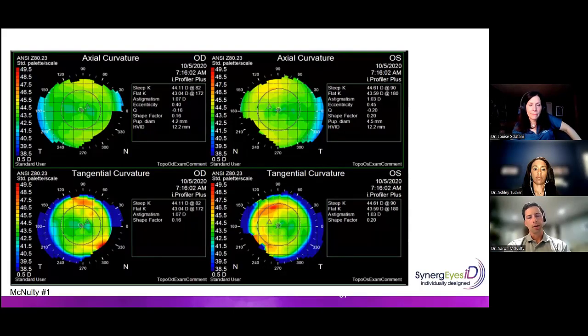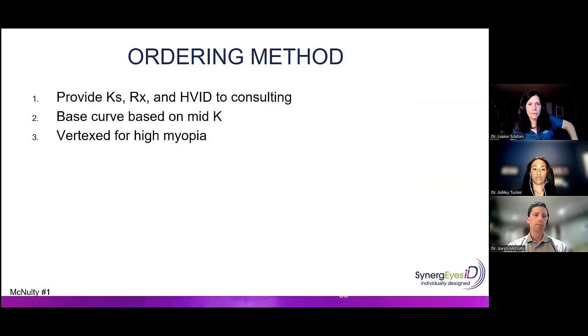Here we have our topographies, which are essentially normal. On the tangential curvatures, we see a little bit of funny business. I think at this point she was in a hydrogel lens, so we attributed that to maybe a little bit of corneal edema, but an unremarkable topography, I would say. So again, it's a simple order: just keratometry values, prescription, HVID. I don't think I even ordered this lens.